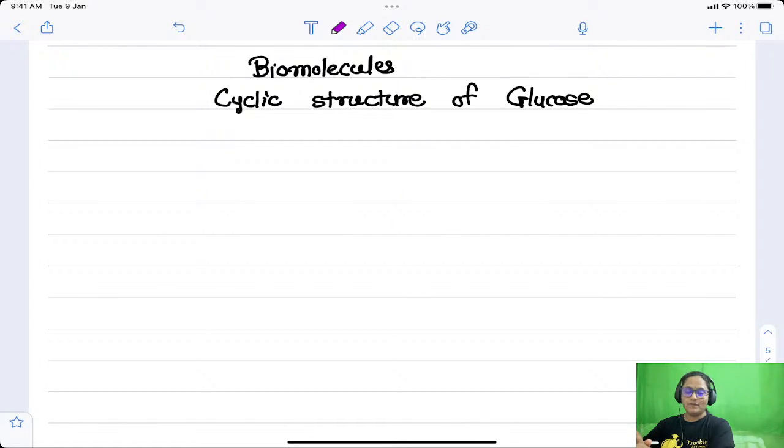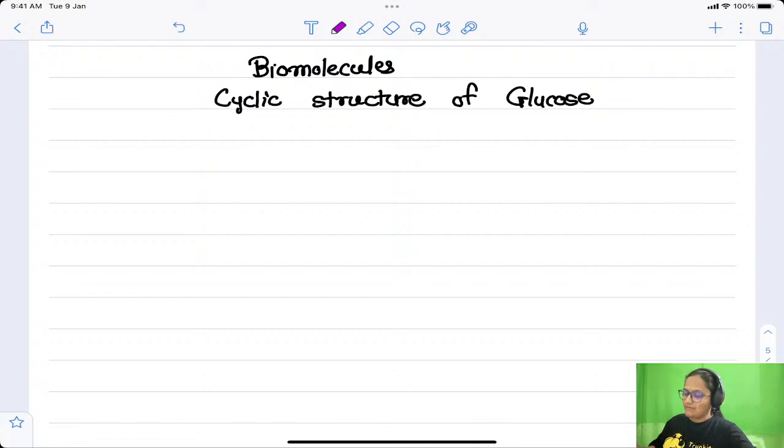But after studying the open structure of glucose, scientists have concluded that despite having so many chemical properties of the aldehydic functional group, glucose exists in the form of a cyclic structure as well, right? So today we are going to discuss this cyclic structure of the glucose molecule. But before that, I am going to show you the open structure of the glucose molecule, and tell you how to write it down.